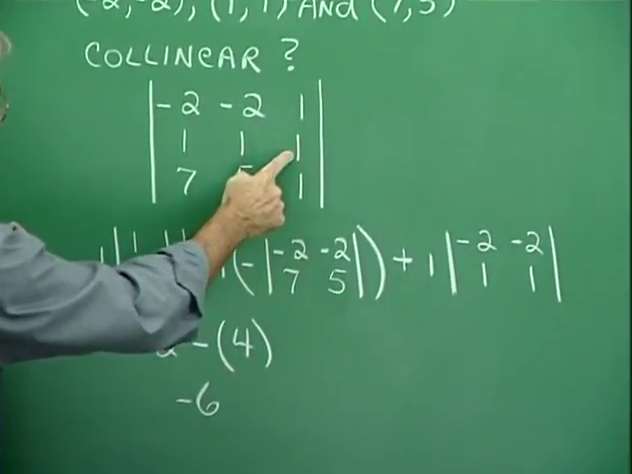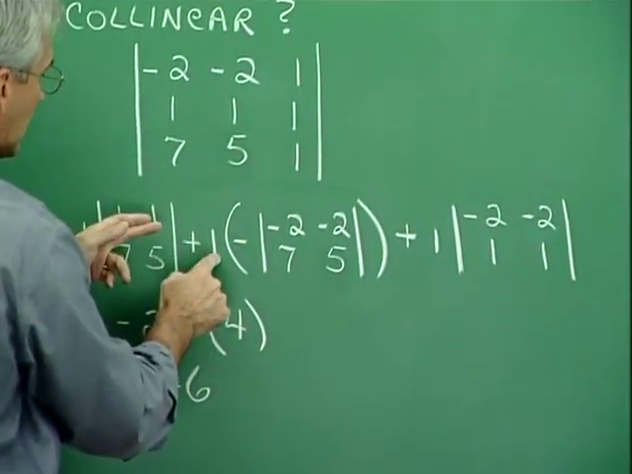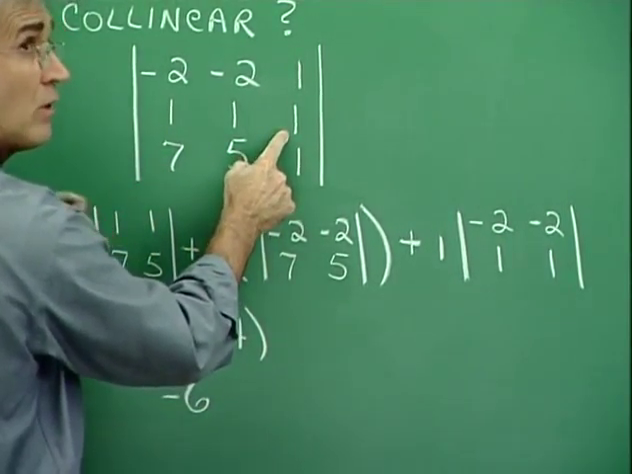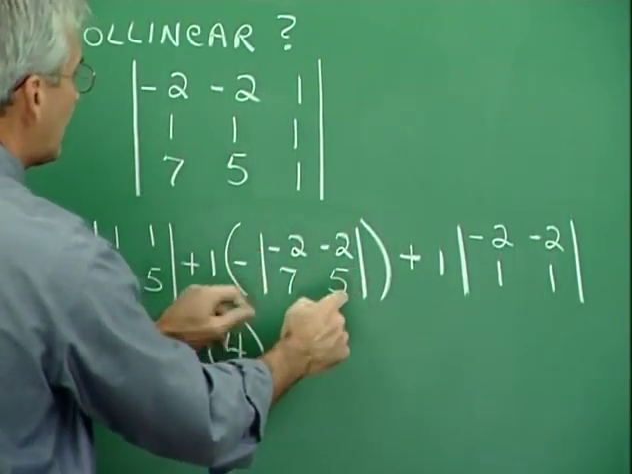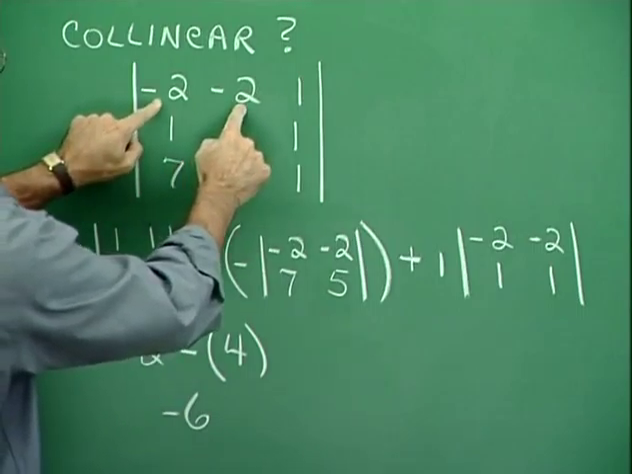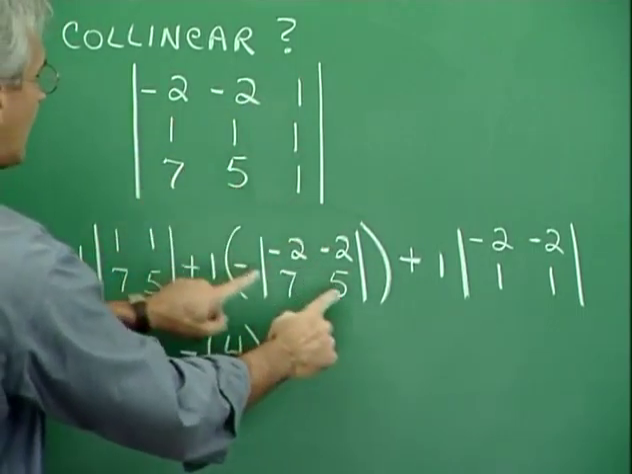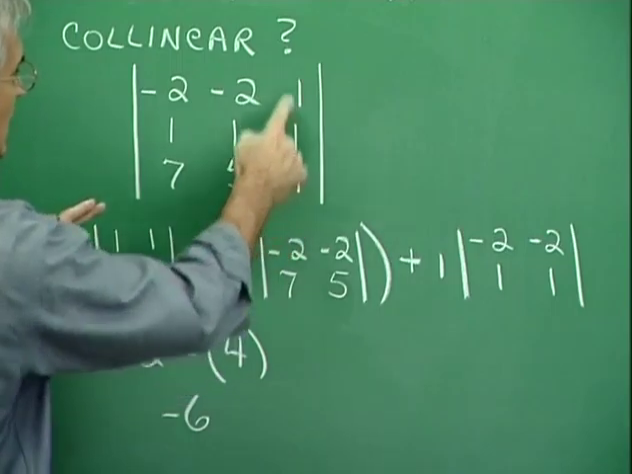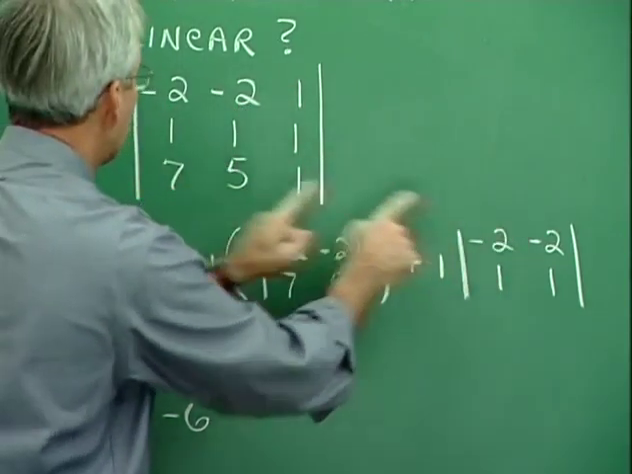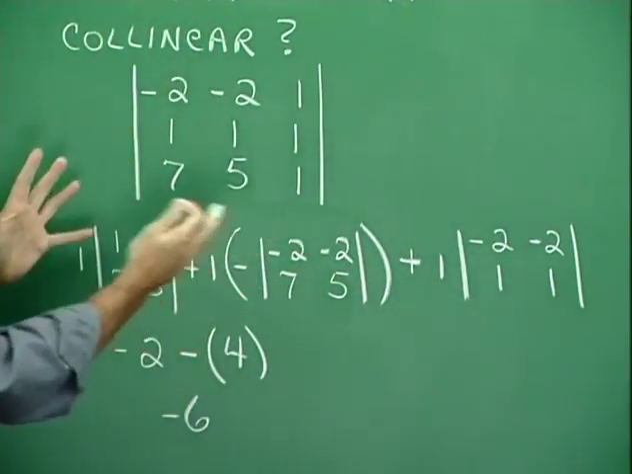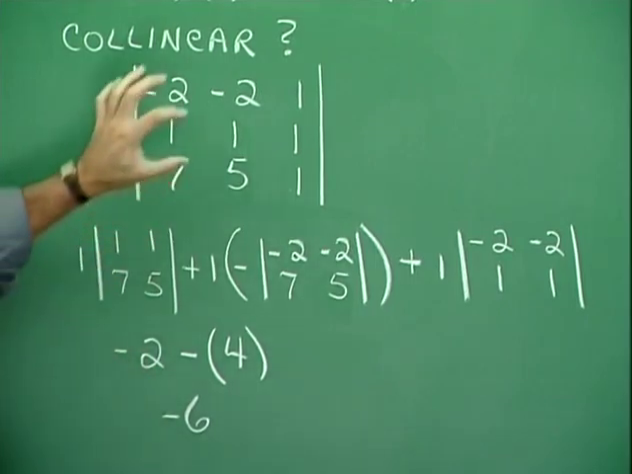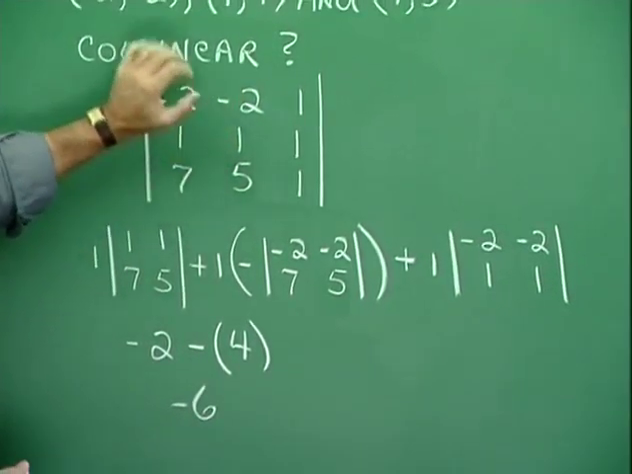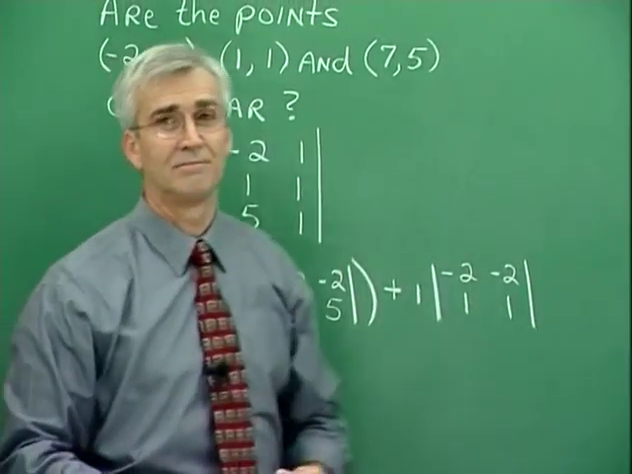And then for this one, it is plus this 1, and the sign associated with that 1 is negative. Remember that sign pattern, plus, minus, plus. So it's minus. The determinant is, take out row and column, -2, -2 on top, and then 7, 5 on the bottom. And then this 1 times, take out row and column, -2, -2, 1, 1. All right, and then after making the calculations, we find that the value of this determinant is -6. If this value is not 0, then it means that the points are not collinear.